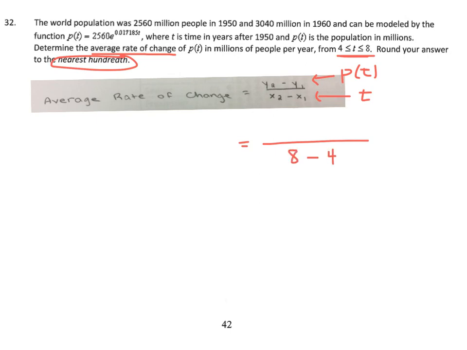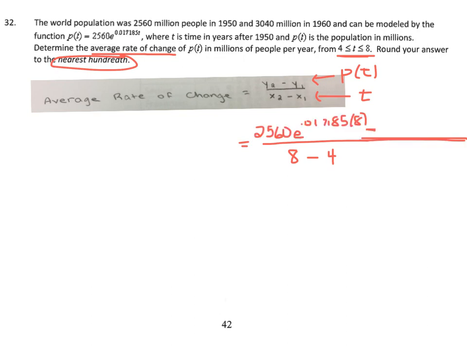Now in the numerator, we want to take the y values, or in this case, the p of t values that correspond with each of these. So if you want to figure out what y value or what p of t value corresponds when t equals 8, all you have to do is take 8 and substitute it in for t into the right-hand side of this equation.